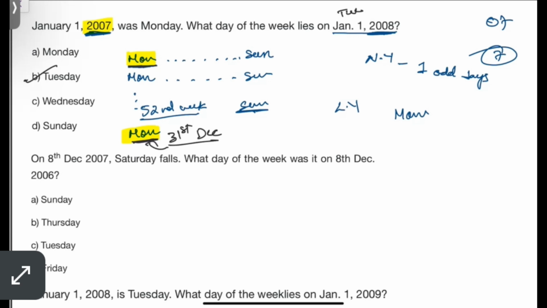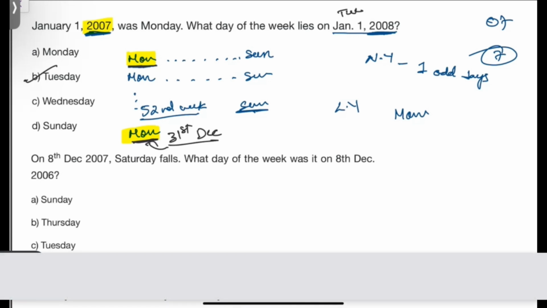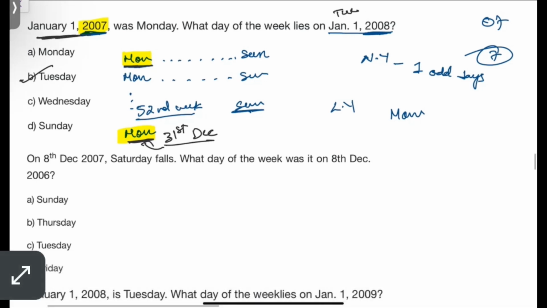The simplest thing is this. If it's a normal year, if the reference year is a normal year, then what we do is we just do +1 day. That means Monday plus 1 will give you Tuesday. If this is a leap year, then in that case, it will be +2. Are you following that?